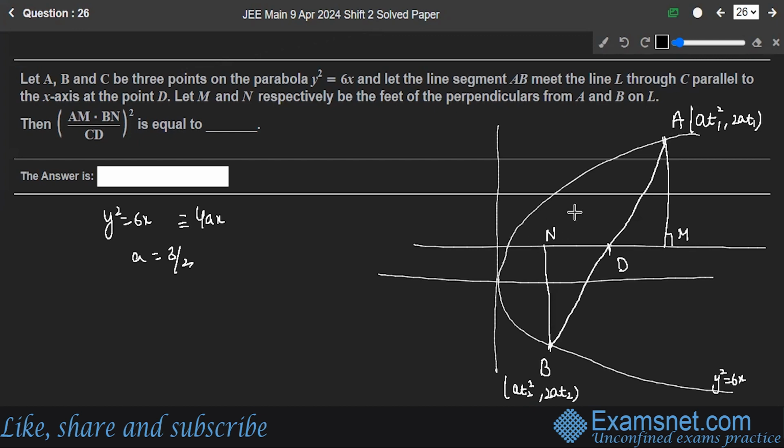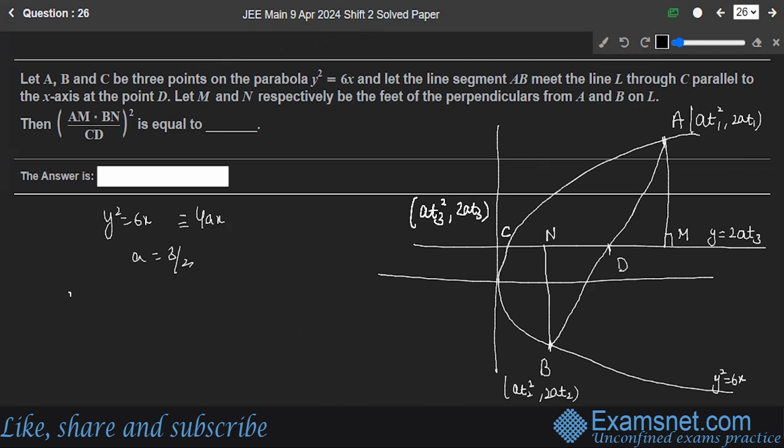All right. So here, let's say this point is some y is equal to 2at3. Next, what you have to find out is the product of AM and BN divided by CD whole square. First of all, let's frame the equation for this AB. And this is the C point over here, this is at3 square and 2at3. Fine.